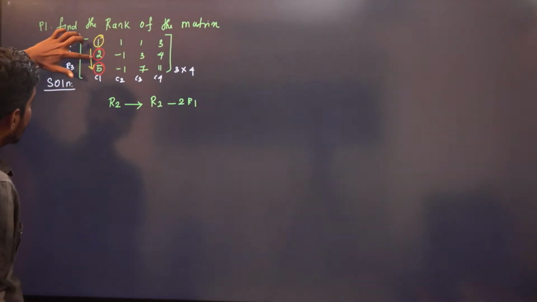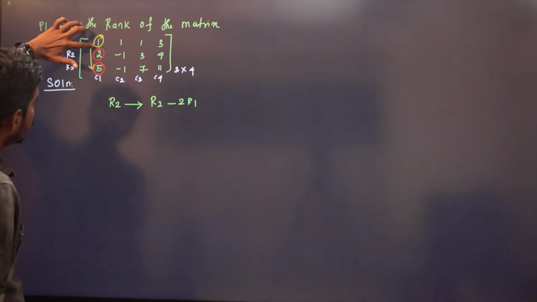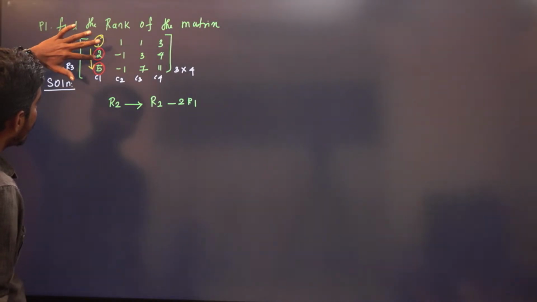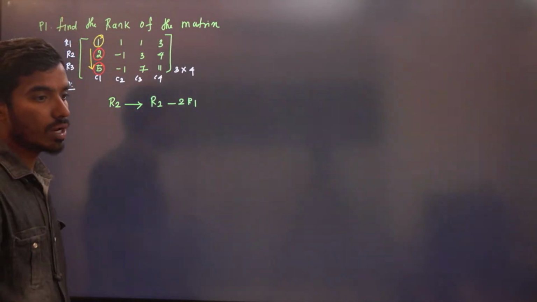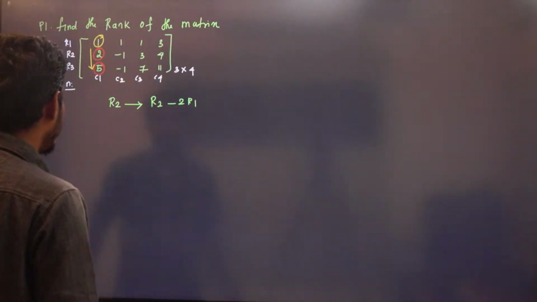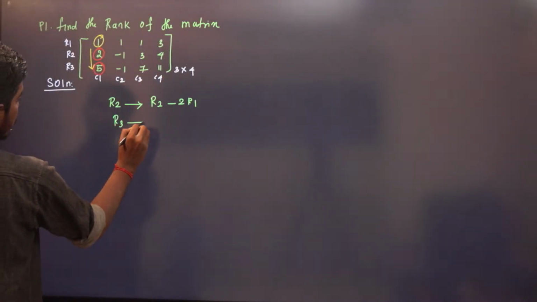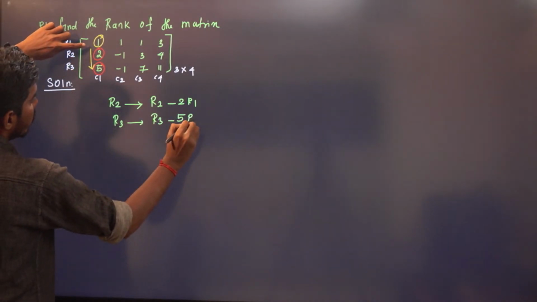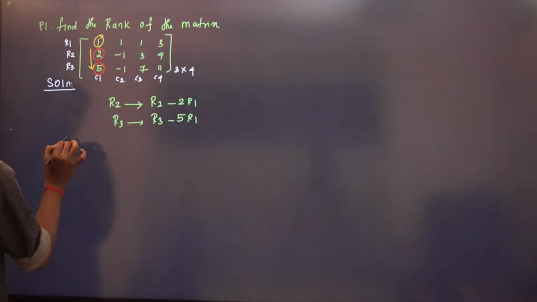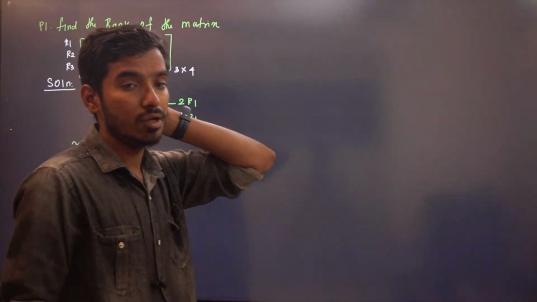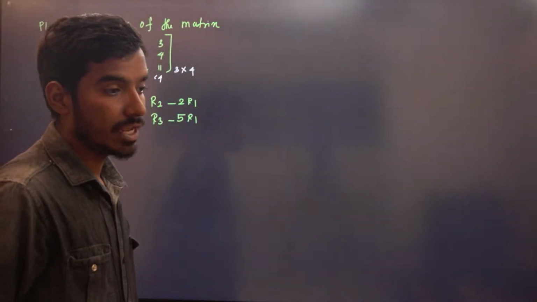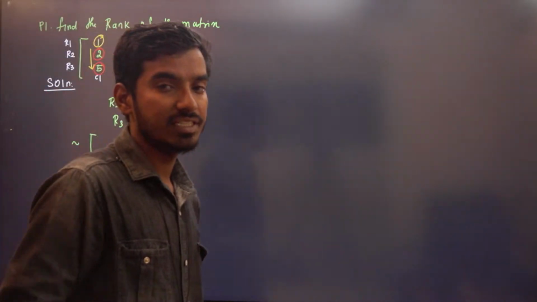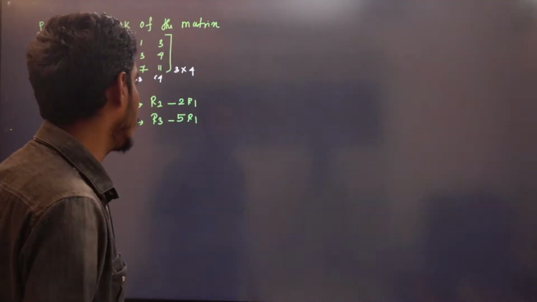So what I'm doing is I'm keeping 2 as it is. I'm multiplying 2 with the first row, and if I subtract, R2 is transformed to R2 minus 2R1, then this element will be 0. Similarly, for R3, I'll keep 5 as it is and subtract 5 times R1, then this element will be 0. So after this the matrix is reduced to, see, I'm using this symbol. This symbol means equivalent. The two matrices are not the same, but they are equivalent. Equivalent means they share the same properties. That we will come to know in the upcoming classes.